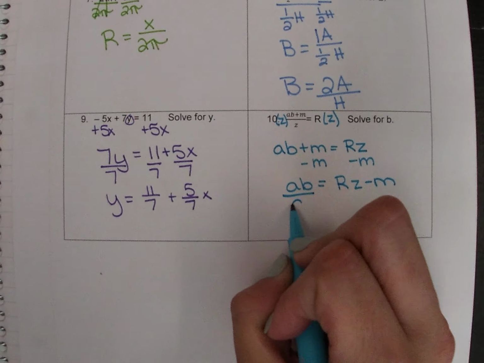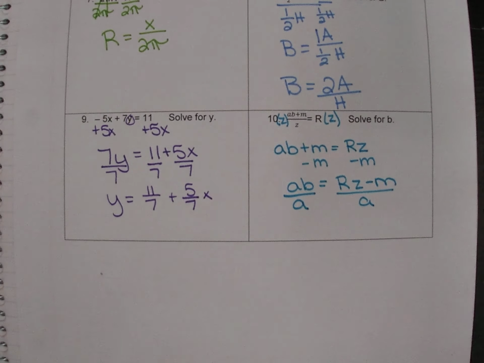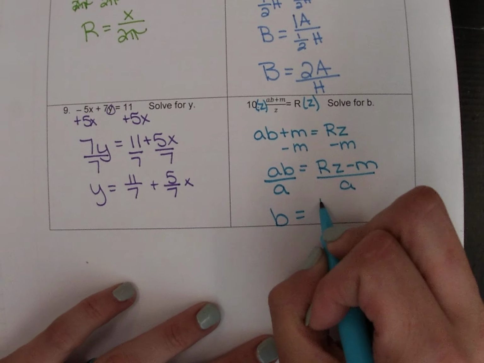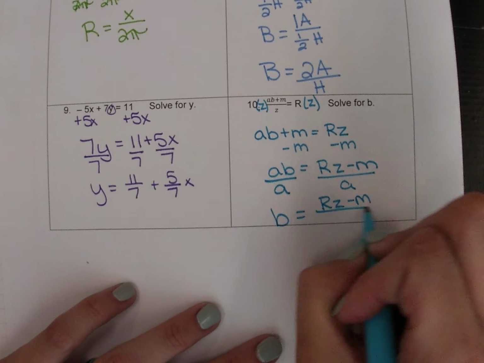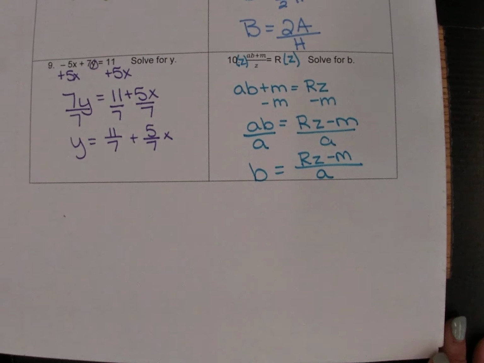And we undo multiplication with division. So right over here, this is all a bunch of letters. Yes, I can write those each over a. You'd be totally fine, I would count you correct. It's not doing anything for us either way because this literally doesn't mean a whole lot. And so our final answer would be b equals rz minus m all over a.